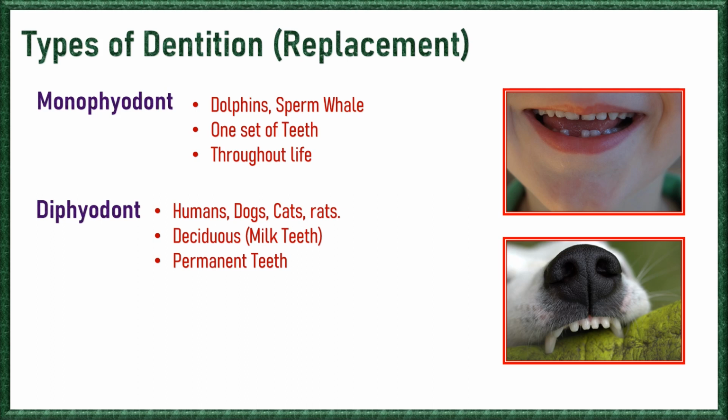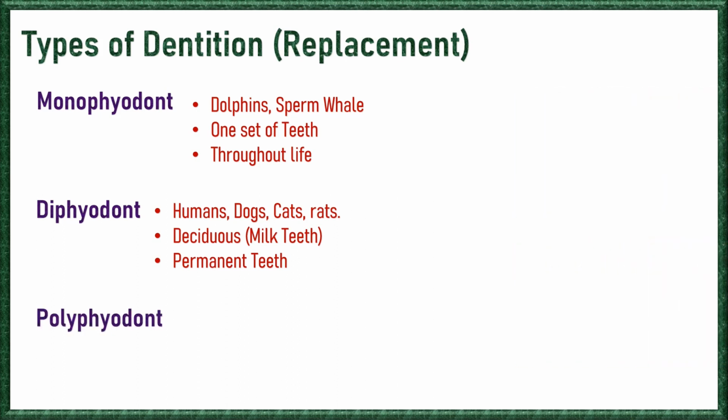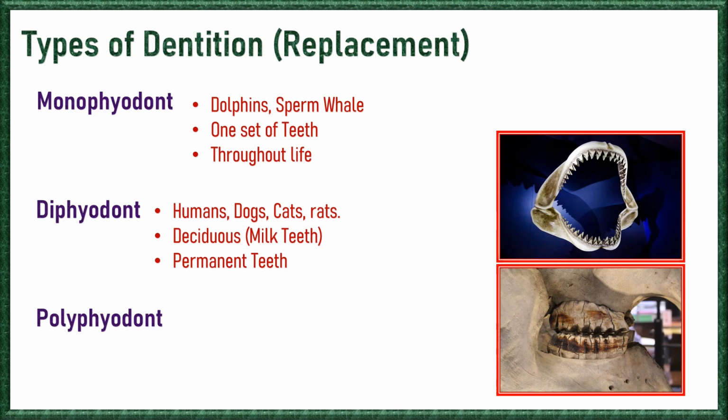Now, the word deciduous here is to be remembered for milk teeth or baby teeth. Number 3, polyphyodont. Now, the word poly means many. So, polyphyodont means teeth are replaced many times during the lifespan. For example, sharks, elephants, kangaroos, etc.